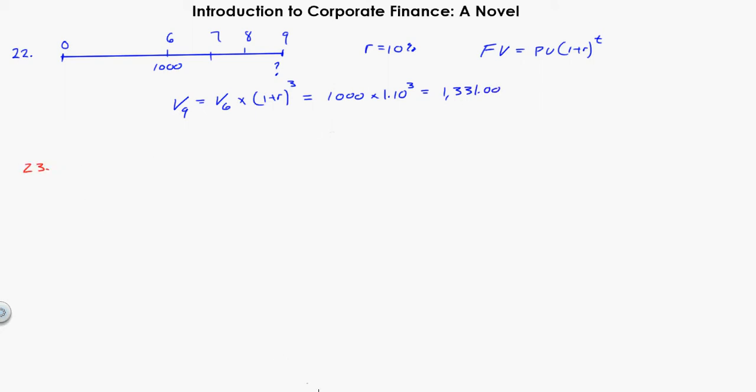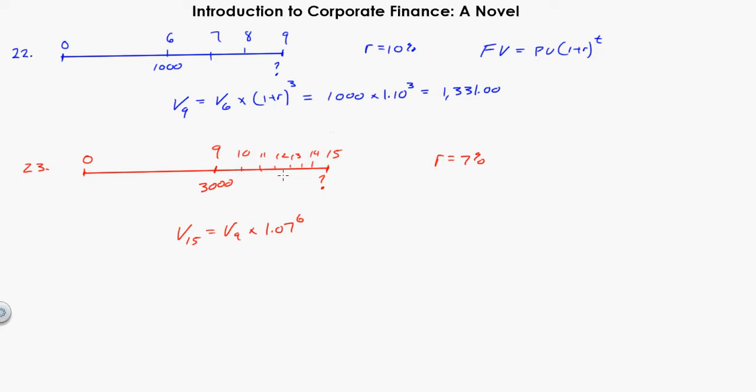Question number 23 is very similar. Repetition again is the key. So in question number 23 we're going to deposit $3,000, but we don't do that today. We do that at year 9, so $3,000 goes in the account, and the interest rate is 7%, and how much will it be worth at year 15? So the value at year 15 is equal to the value at year 9 times 1.07 to the 6th power, because if I count this out, 10, 11, 12, 13, 14, I'm going forward 6 years.